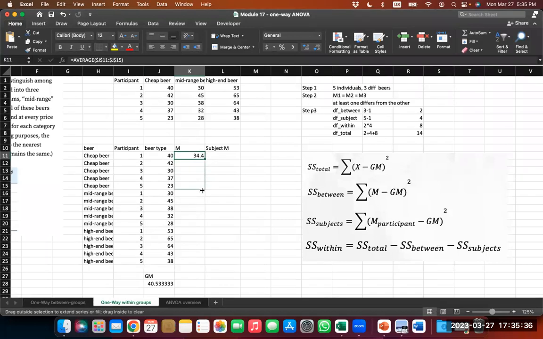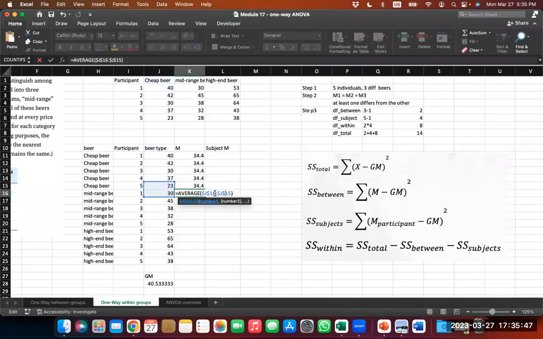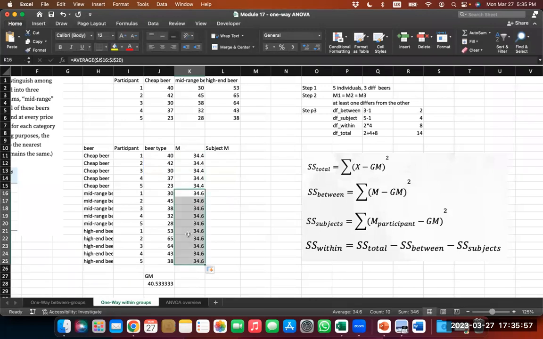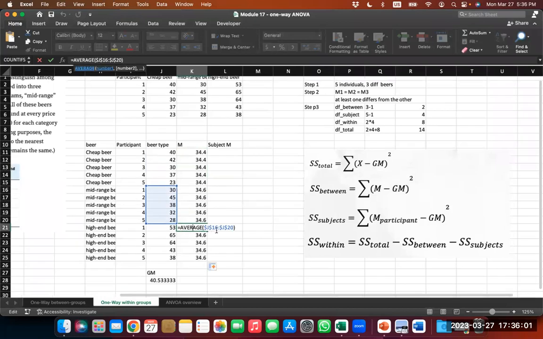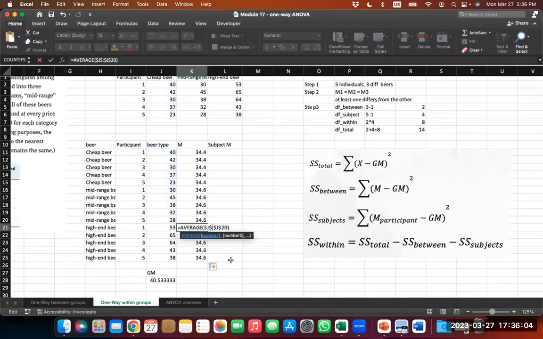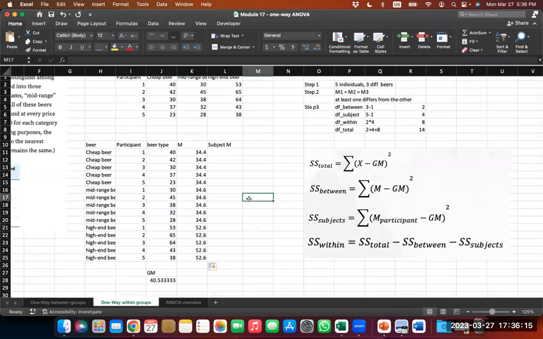And we are rating this. Now the next one is basically J16 to J20. It's 34.6. And the last group is basically J21 to 25. That's 52.6. So when you compare these group means, you see already that's quite a substantial difference. These two beers are really top for that beer, so that must be a damn good beer. So we're seeing now that this basically makes a difference.